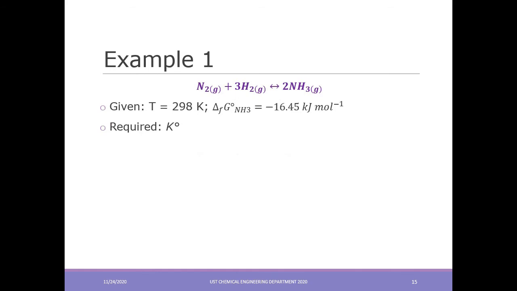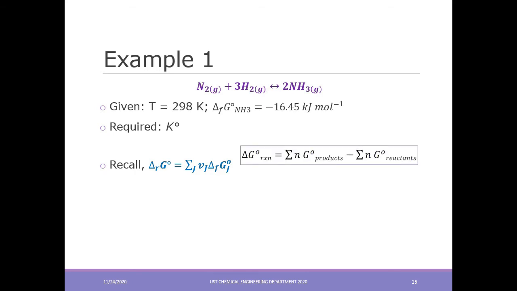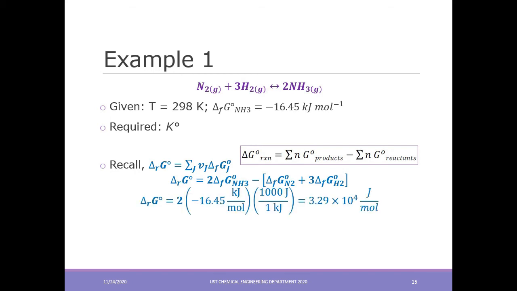To answer this problem, recall that the standard reaction Gibbs energy is calculated using this equation. If you look closely at this equation and remember that the value of V sub J is negative for reactants, this will also give you this equation which you encountered from Module 1. For this reaction, the standard reaction Gibbs energy is equal to this. Note that the Gibbs energy of formation for pure substances is 0. Therefore, the standard reaction Gibbs energy is equal to 3.29 times 10 to the 4 joules per mole.